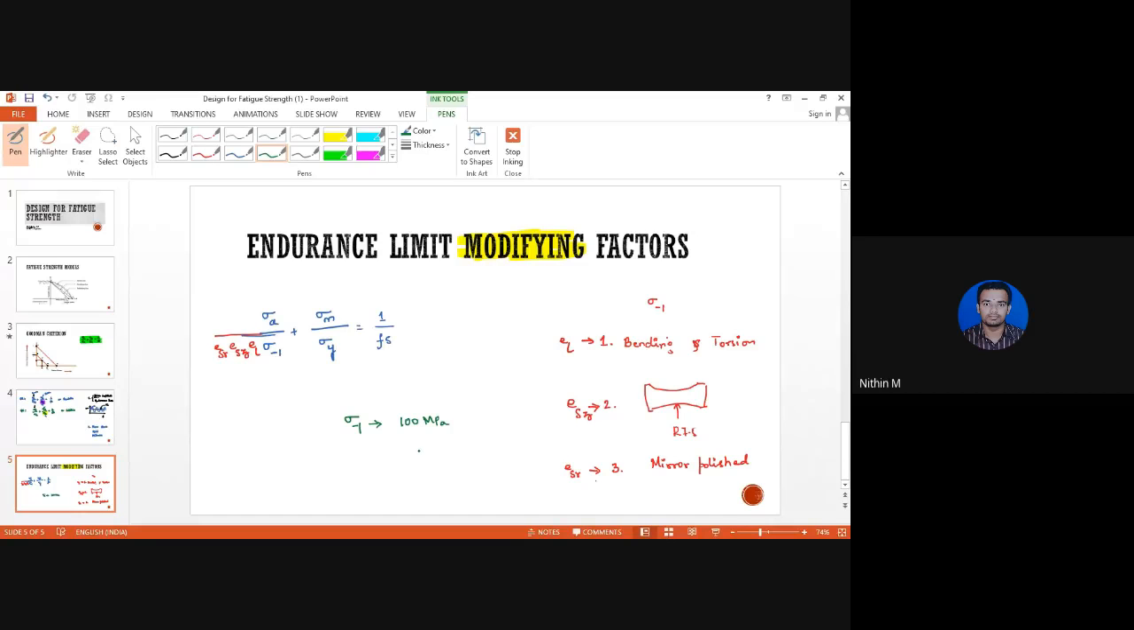Satyanidhi, are we trying to increase the endurance limit or are we trying to decrease the endurance limit? Sir, increasing, sir.